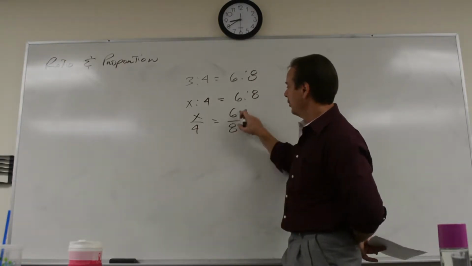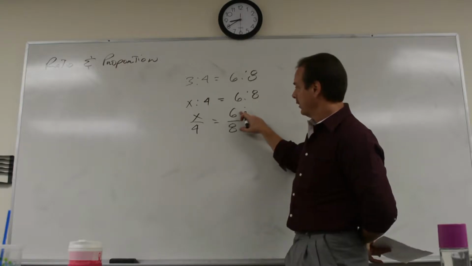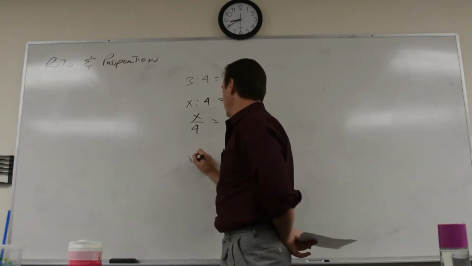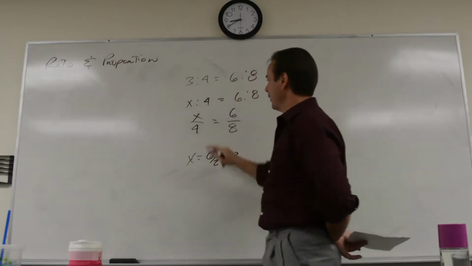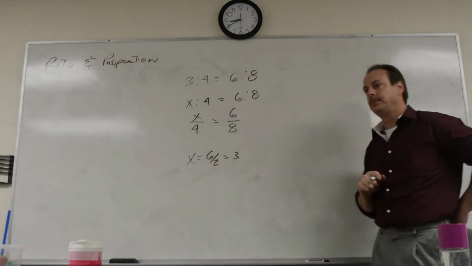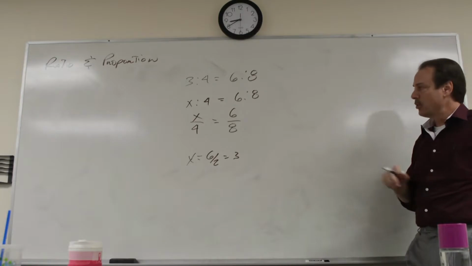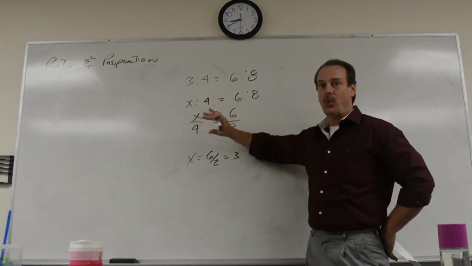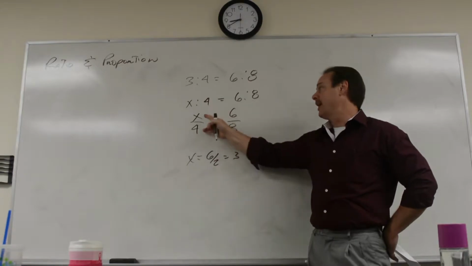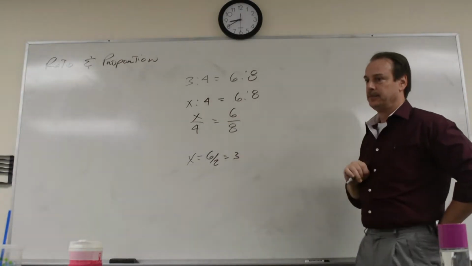So if we divide this by 2, what do we have to do to this? Divide by 2. All right, so x equals 6 divided by 2 equals 3. So the x would equal 3. So we can go either way. If we have the expanded ratio, we can go back to the original, or the one in its simplest form. Or if we have the one in the simplest form, we could expand it.